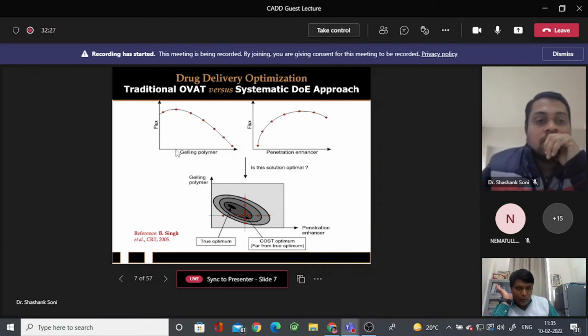Okay, are you able to see the cursor? I think so. This was used as the percentage. Then he or she has moved with the penetration enhancer. Initially she used 1% of the penetration enhancer, and then moved up to here, say it is 5%, it is 1.5%. What they have done first, they have first fixed the gelling polymer as 1.5%.